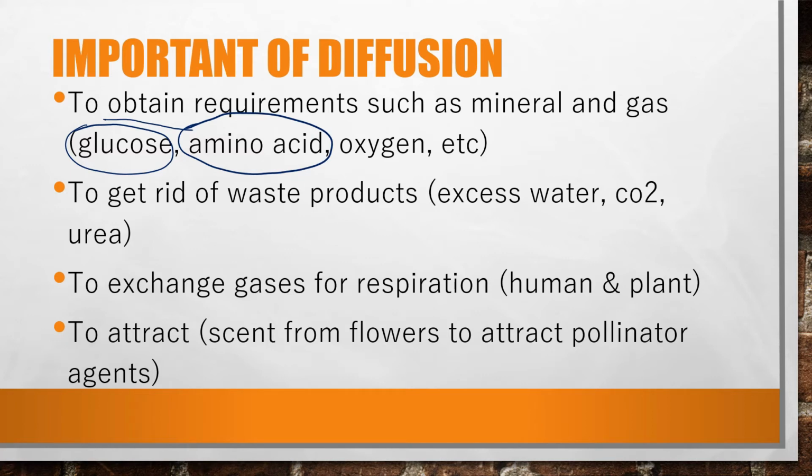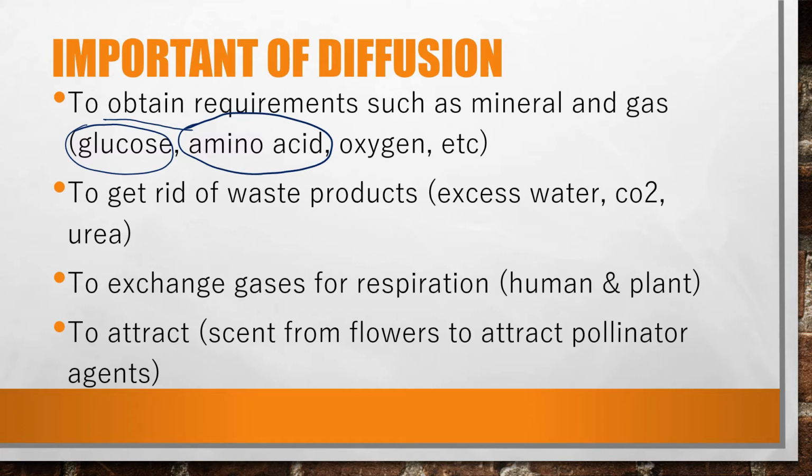it is very important for our body to use in respiration. Amino acid is important for our cell to make a new protein. Oxygen is important for our cell to generate energy. So, if all the particles and molecules can move by diffusion, it is easy for us to obtain the requirement.